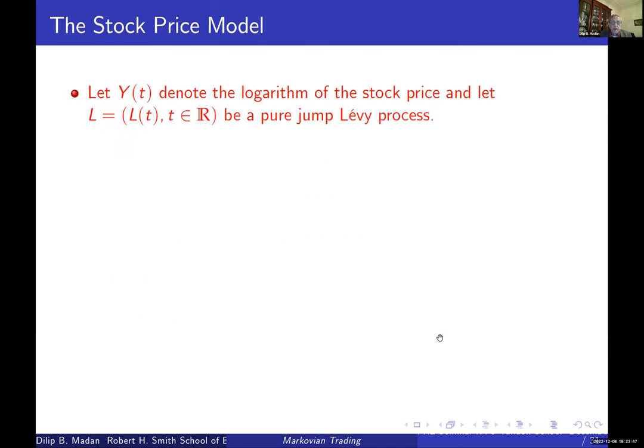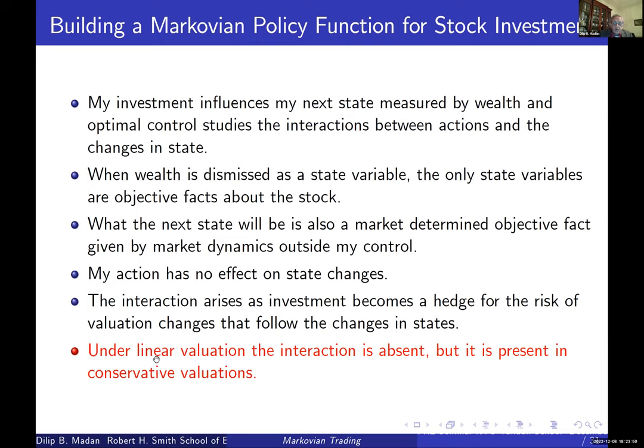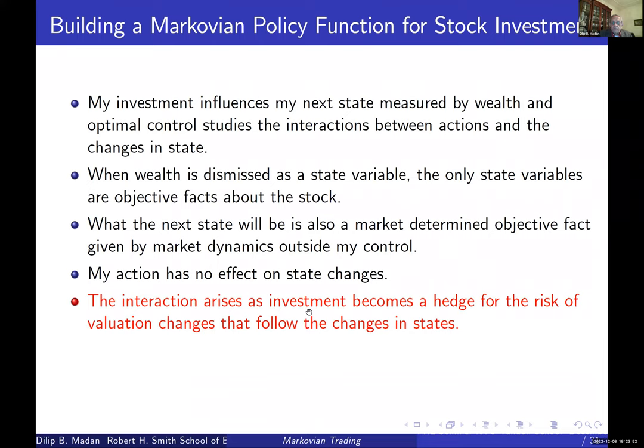And essentially, what happens is that the interaction is coming from the fact that all investment becomes a hedge for the risk of valuation changes. So there are states, you don't control them, they are moving. You can value them, and since you can value them, there is a change in value, and the actual return you get may influence the change in state. Your action doesn't. The number of dollars you have in the stock is not doing anything. The return may affect the state. The return is a market object.